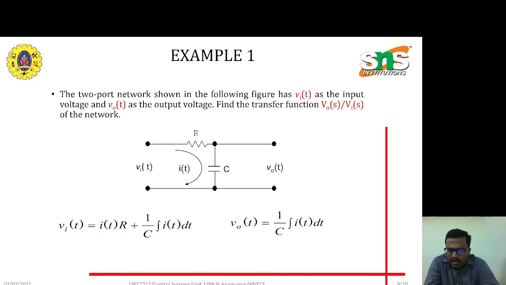Then the output is taken at the output terminals connected across the capacitor. So we consider only the voltage across the capacitor. The output voltage becomes 1 by C integration of i of t dt.